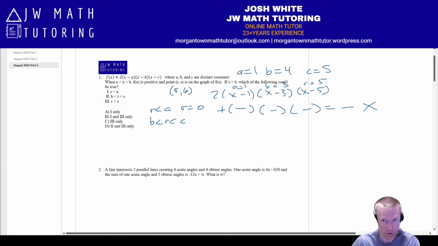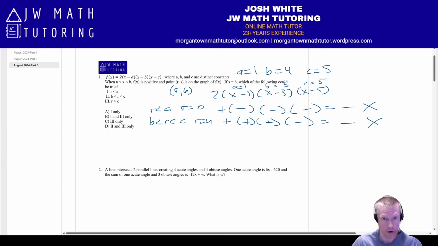Do the same thing for R between B and C. The reason I shifted this to 3 is so that I can use a whole number. If I had 4 and 5, I would have to use something like 4 point something to go between them. So again, the 2 out front is positive. 4 minus 1 is positive. 4 minus 3 is positive. But over here, 4 minus 5 is negative. So positive, positive, positive, but we have one negative. Therefore, the overall end result would be negative. We can eliminate this one. It's not going to be correct.